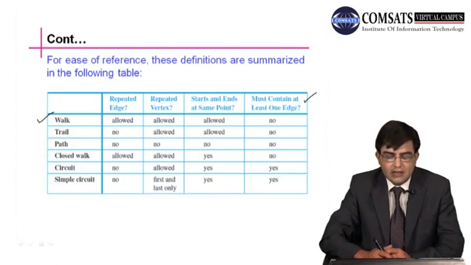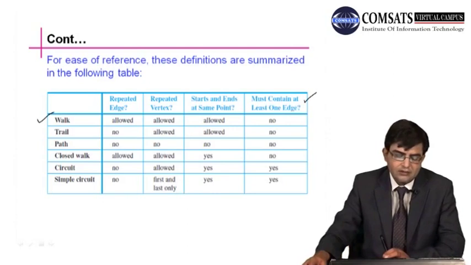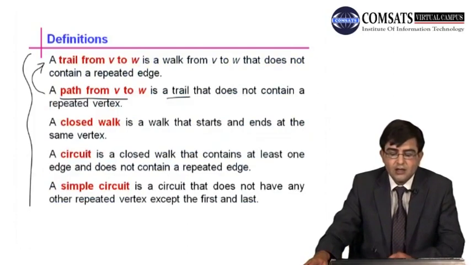Now the next definition, trail. In this trail, repeated edge is not allowed, repeated vertex is allowed, and the start and end points being the same is also allowed in the definition of a trail. A walk from V to W that doesn't contain a repeated edge, so this is the only condition in the definition of trail.